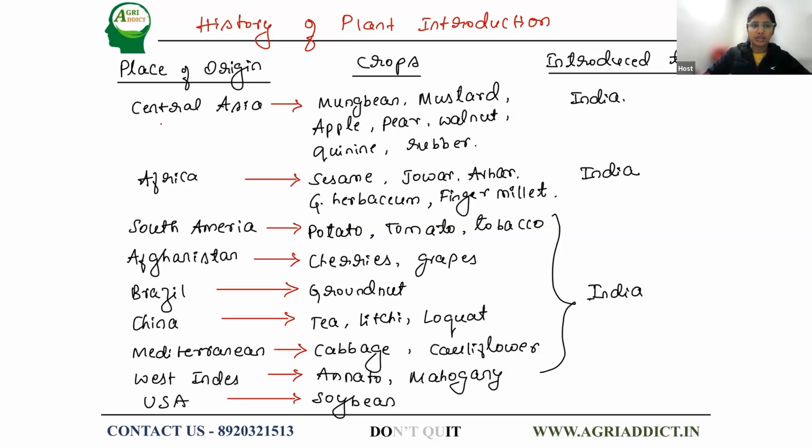So as I have mentioned here, from Central Asia, mung bean, mustard, apple, walnut, quinine, and rubber were introduced into India. From Africa, I have given a list here so that it will be easy for you to remember. From Africa, it is sesame, jowar, arhar, Gossypium herbaceum, and finger millet that have been introduced. These are some other examples which you have to memorize.